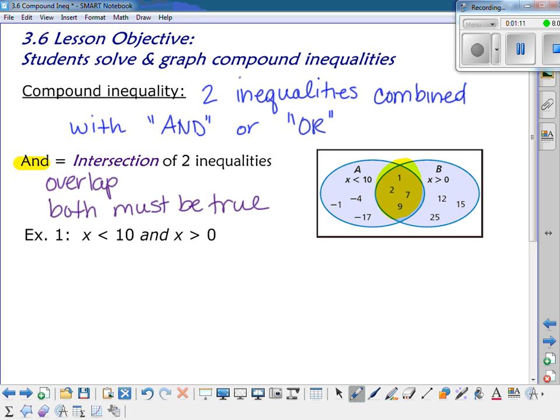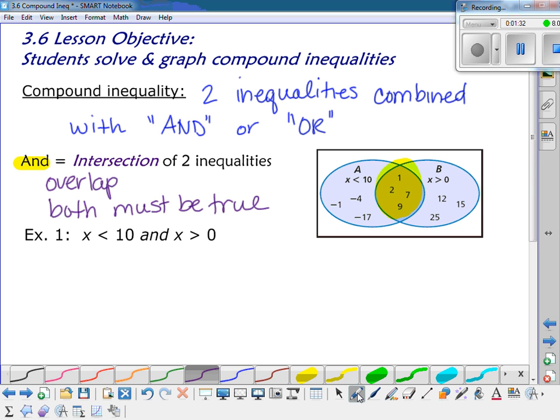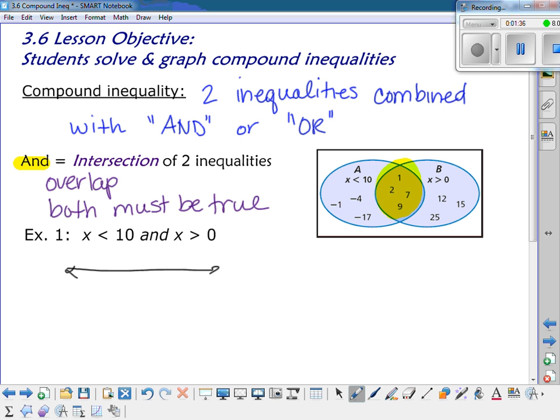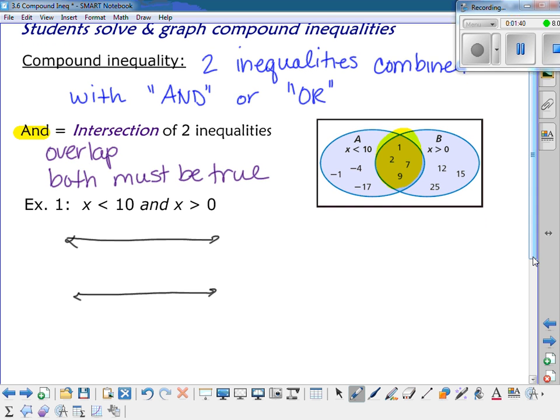Okay, so when we have the word and, think about it. If your mom says to you, you can go over to your friend's house as long as you do the dishes and take out the trash. Can you do only one of those and still go? No, they both have to be true. So it's the same thing with an inequality. X has to be less than 10 and X has to be greater than 0. So when you do these, you're not going to graph them individually, but I'm going to graph them individually just this one time, so you can see how the overlap works.